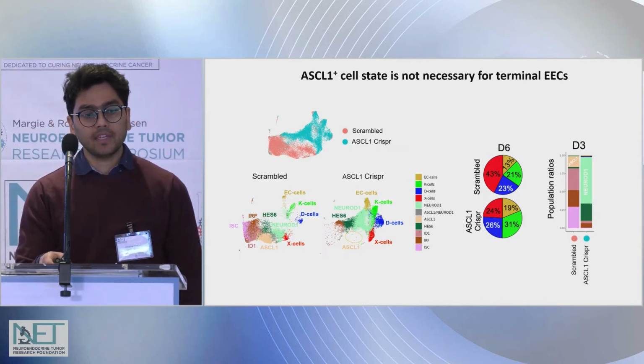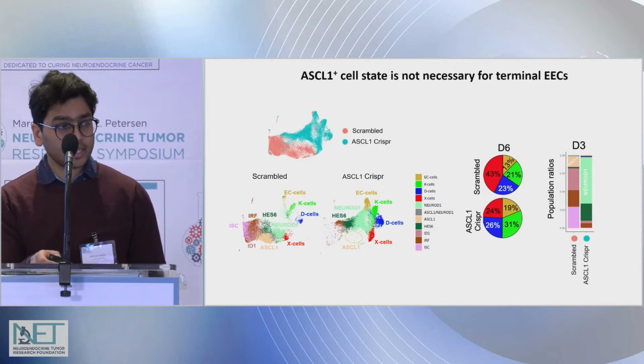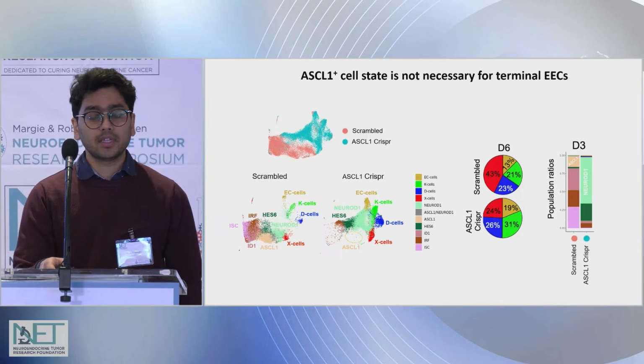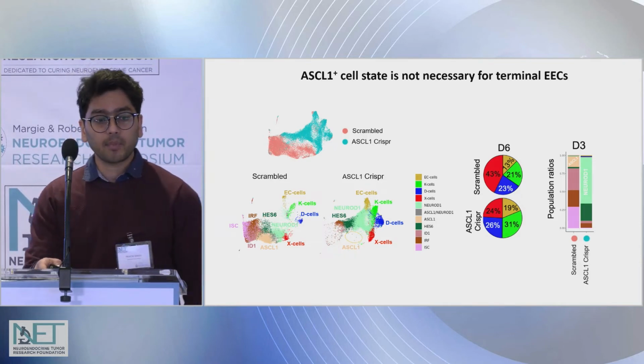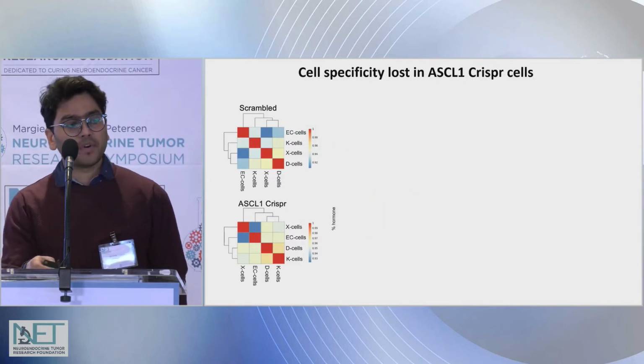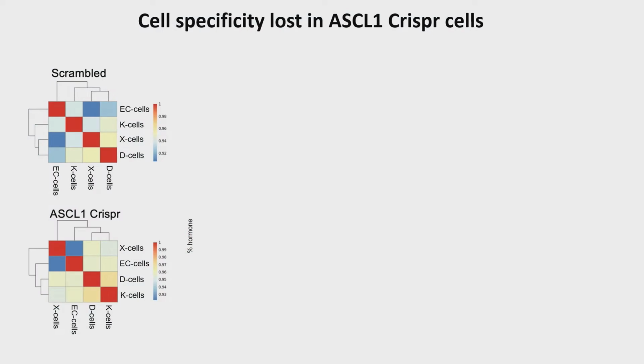Specifically, at day 3, we see a higher proportion of NeuroD1-specific cluster, which is not there in the scrambled cells, which suggests that these cells are differentiating precociously. We corroborated this with RT-PCR data and also have validated with several ISC markers. Further, we saw that on this correlation plot, as you can see, in the scrambled, the EC cells are very far away and distinct from the other non-EC cells. But post-ASCL1 CRISPR, they do get mixed up and lose their identity.